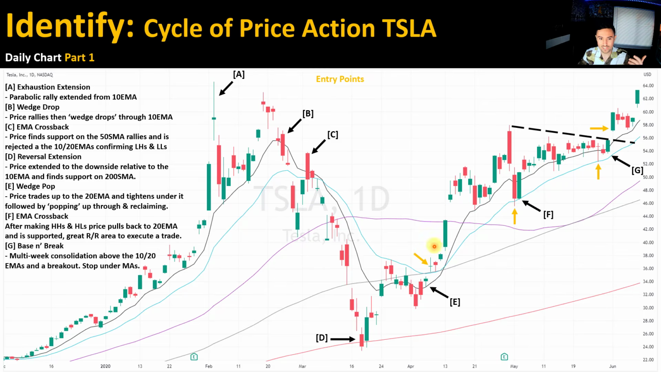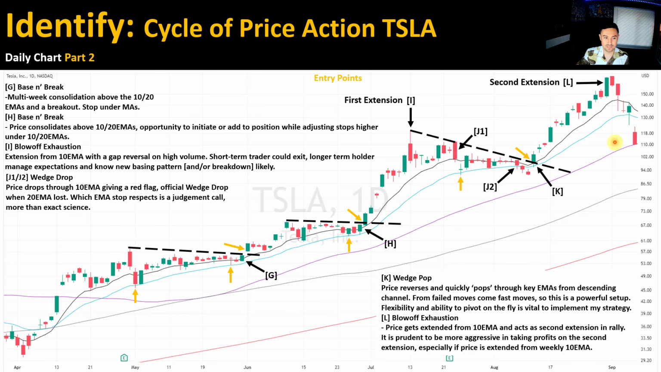But this is the wedge pop. It reclaims this bar here. See how it reclaims the black line and the blue line, the 10 and 21 EMA. Then at point F, this is the EMA crossback where it pulls back into the 21 EMA for the first time and actually finds supportive action. Then as we go over to G, we get the base and break. What CAN SLIM chart pattern do you see? Cup and handle. In terms of a cup and handle, the base and break will often be that classic handle phase.